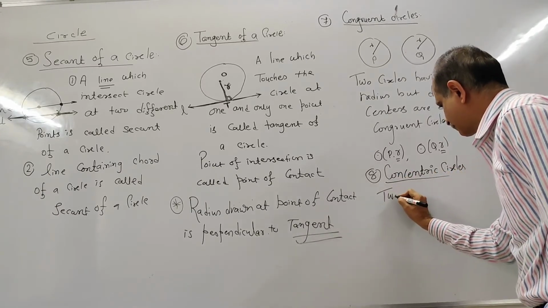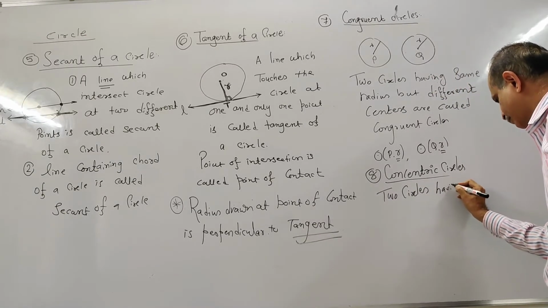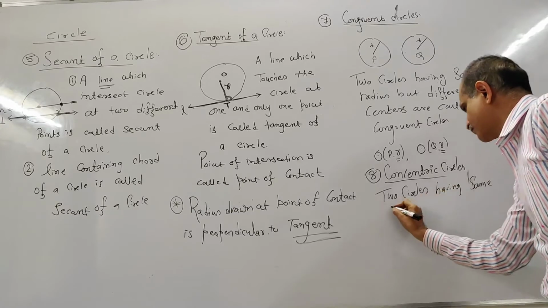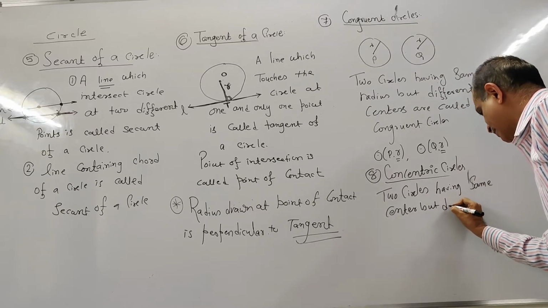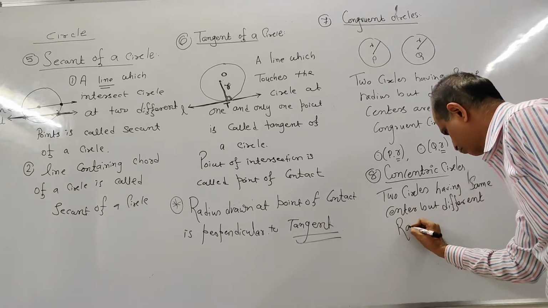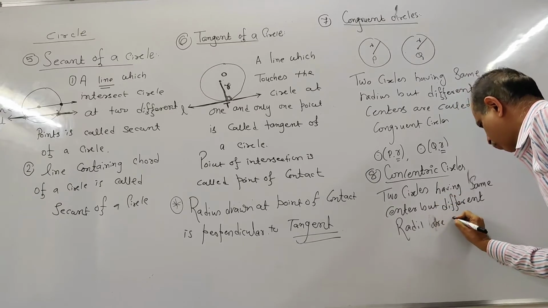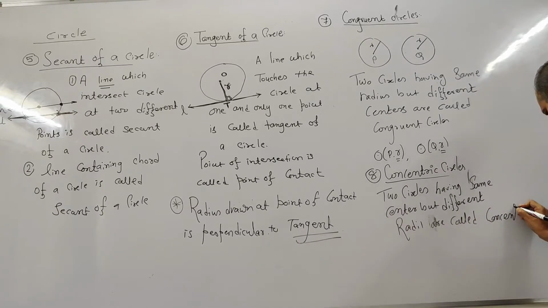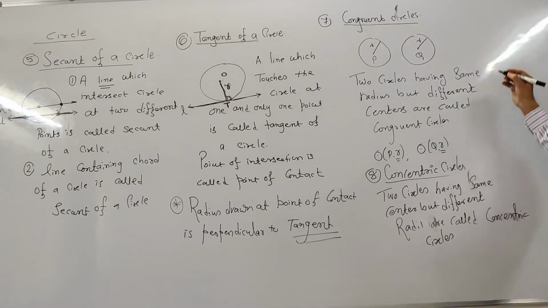Two circles having same center but different radii are called concentric circles. Let me draw one figure for you.